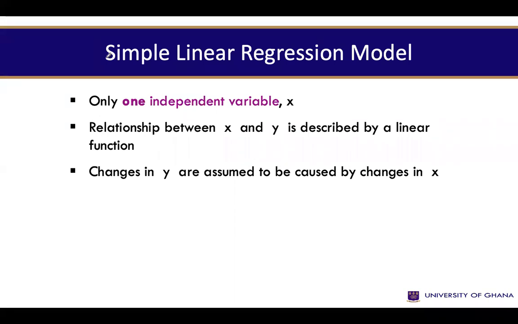Okay, and these are some of the properties that you're going to see: the relationship between x, which is the independent variable, and y, which is the dependent variable, is described by a certain linear function. And changes in y are assumed to be caused by changes in x. All right.